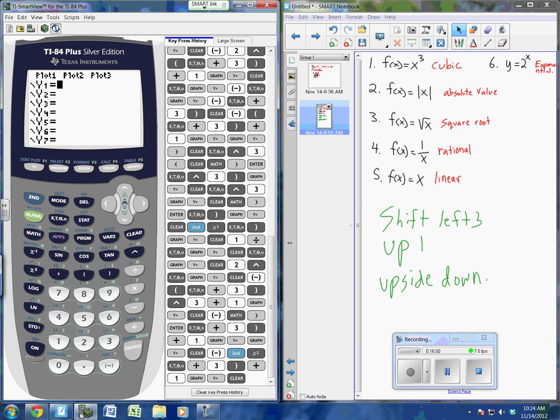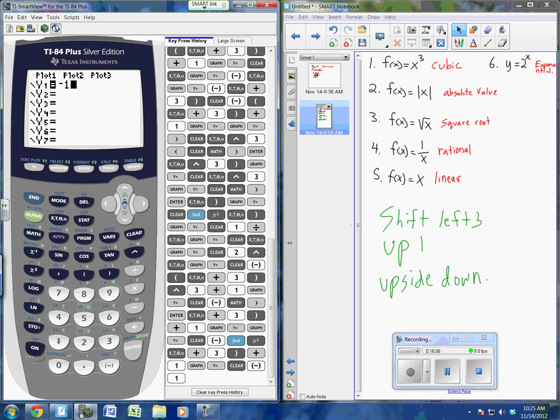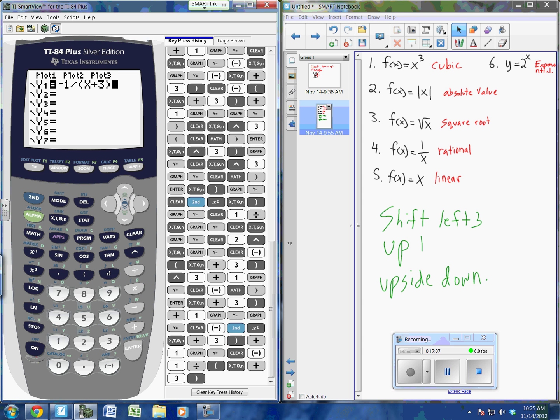The rational function. This is the one that seemed to give most of you a hard time. First of all, I need it negative. So I put in negative 1 divided by, and you're replacing x with x plus 3. So that means the parentheses go right here. X plus 3. So negative 1 divided by the x plus 3. The x plus 3 shifts it to the left 3, and add 1 to move it up.